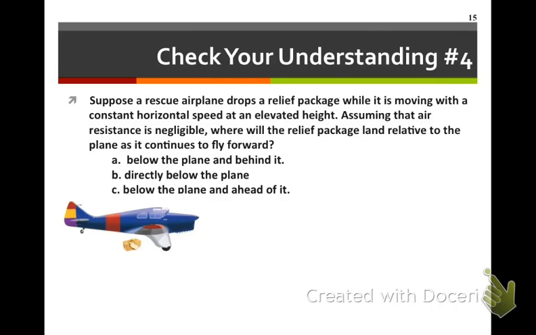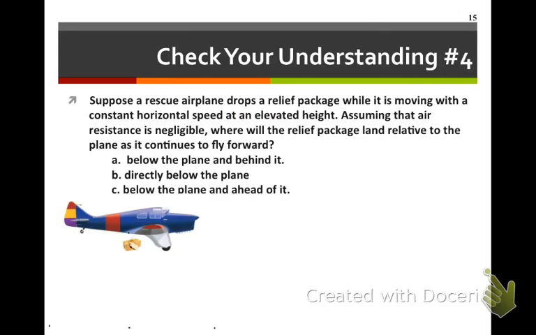All right, and so here's another problem. Suppose a rescue airplane drops a relief package while it's moving with a constant horizontal speed and an elevated height. Assuming that air resistance is negligible, where will the relief package land relative to the plane as it continues to fly forward? So now, we have these two separate objects, the plane and the package. And so the question is, when the package lands, is it behind the plane? Is it directly below the plane? Is it in front of the plane?